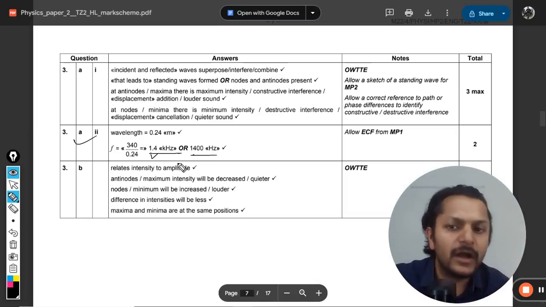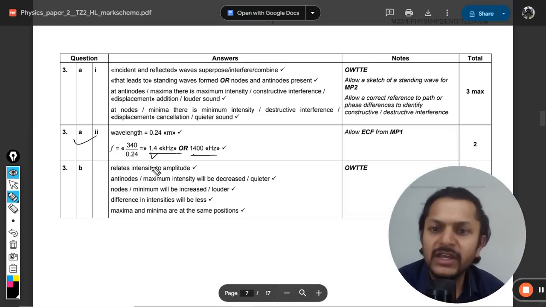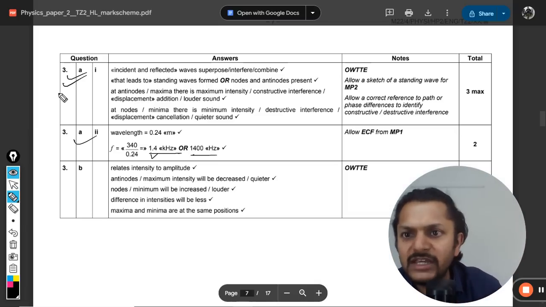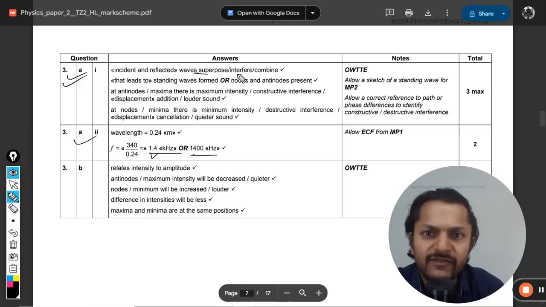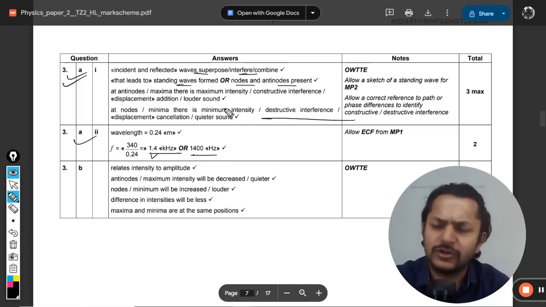I have seen it. So accordingly you would have the answer in two significant figures. So this is how we do it. And what about the first question? The incident and reflected waves superpose, which leads to a standing wave, and nodes and antinodes are present. Okay, you know what to write here now.